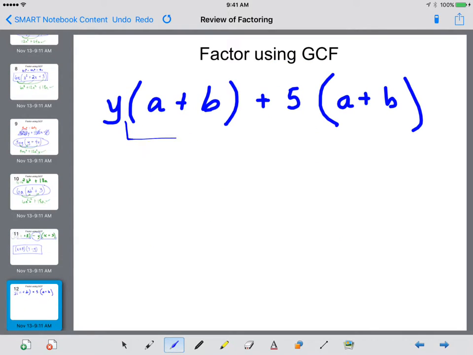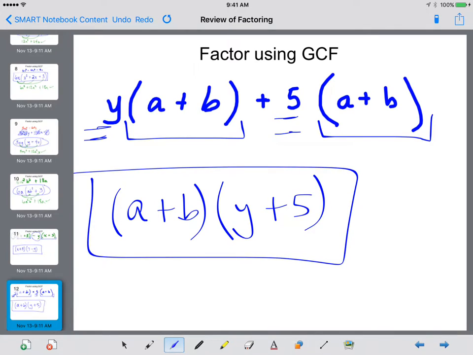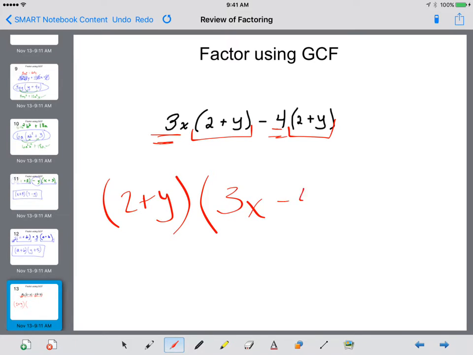Let's take a look here. It looks like we have in parentheses a plus b, a plus b. So I'm going to rewrite a plus b first, and I'm going to put together y plus 5. Change colors here. All right, last one. Looks like we have 2 plus y and 2 plus y. Those match. So 2 plus y is the greatest common factor. I'm going to factor out front. And what we're left with is the outside terms, 3x minus 4.